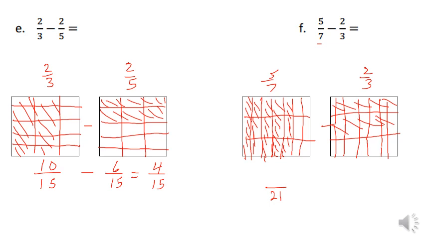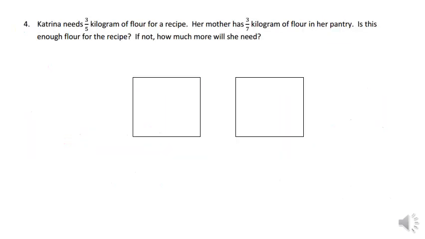And we can see we have 3, 6, 9, 12, 15 out of 21 shaded. And we're subtracting here, we have 2, 4, 6, 8, 10, 12, 14 out of 21 shaded. So we can see 15 minus 14 gives us 1/21. It's a unit fraction, so we know it's in simplified form.